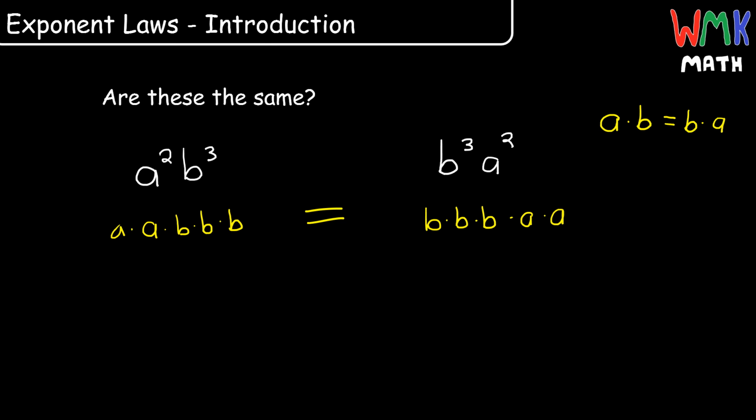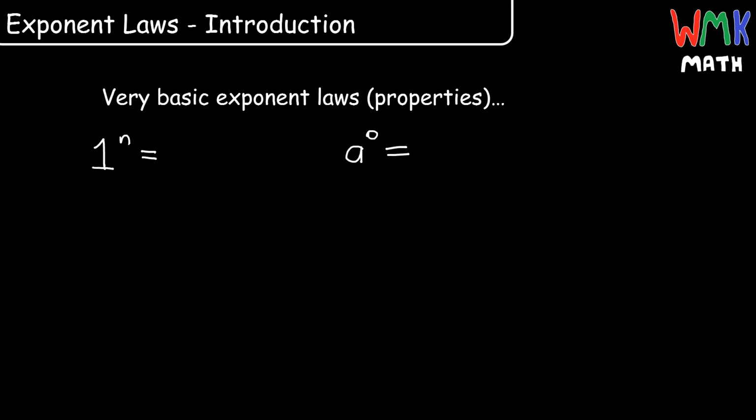Finally, let's talk about some of the very basic exponent laws or properties. Now, the first thing is, what is 1 to the power of n? So, n in this case is really what we call an integer. We're not going to use fractions. So n is like 1, 2, 3, 4. So like 1 to the 3, 1 to the 7, 1 to the 100. What is 1 to the n?